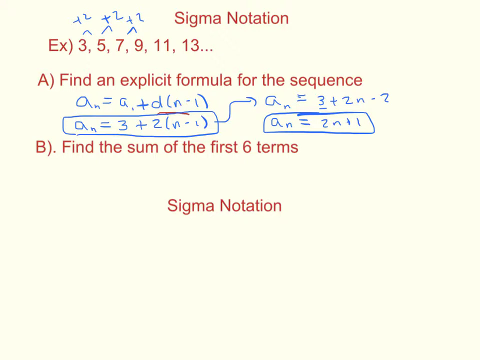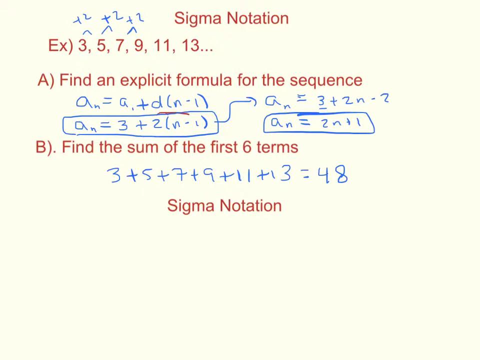Okay. Part B asks us to find the sum of the first 6 terms. So that's not so hard, right? You're just going to add up the first 6 terms. So 3 plus 5 plus 7 plus 9 plus 11. One more, right? Plus 13. And if you do that on the calculator, you get 3 plus 5 plus 7 plus 9 plus 11 plus 13. We get 48. Okay, so far nothing too interesting has happened.